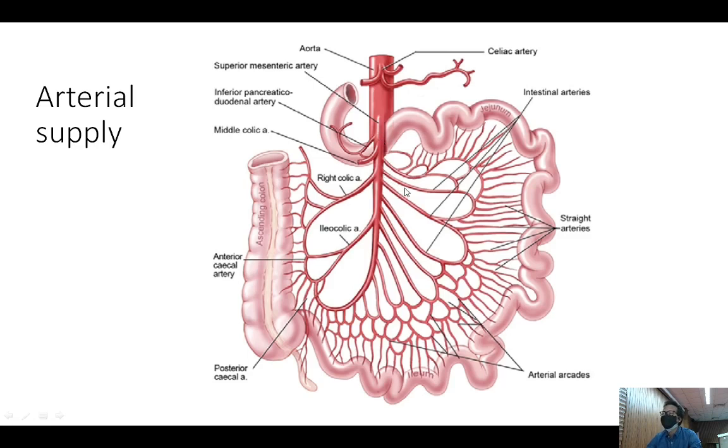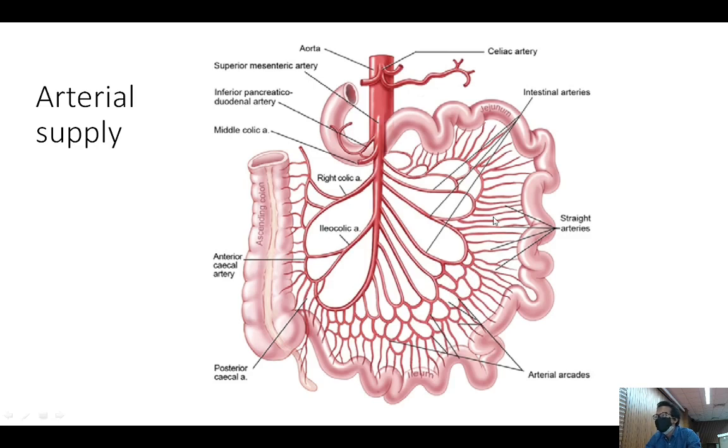There are some branches coming out from the left side of the superior mesenteric artery, you can see. These are known as the intestinal arteries, and as they extend towards the jejunum and ileum, you can see that they have some anastomosis. Those are called the arterial arcades. It's all the same blood vessels, just having different formation. So these arcades are the anastomosis of the blood vessels.